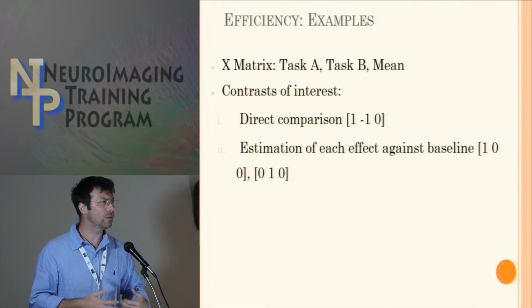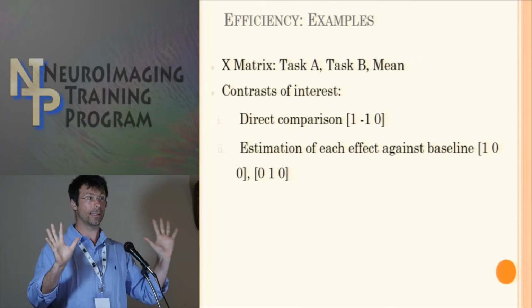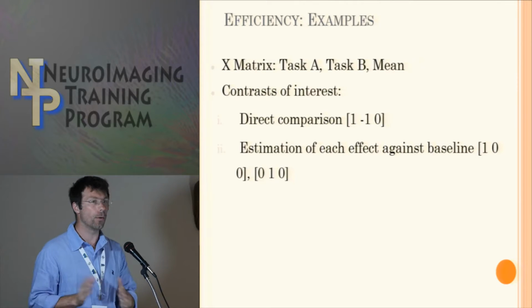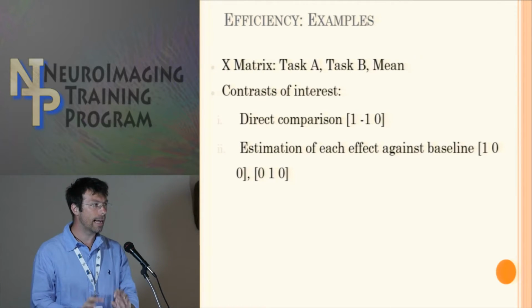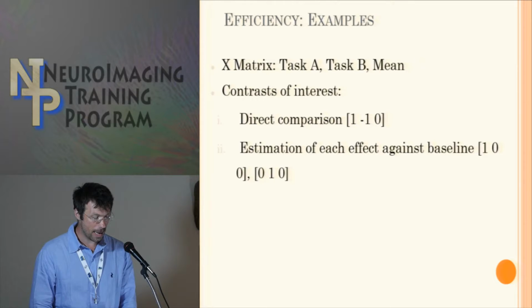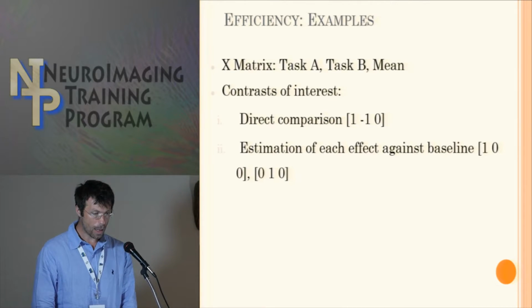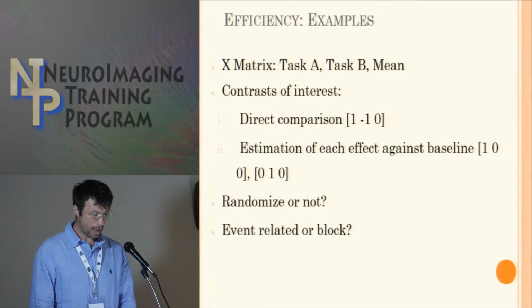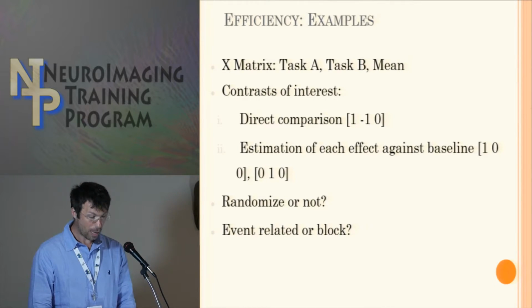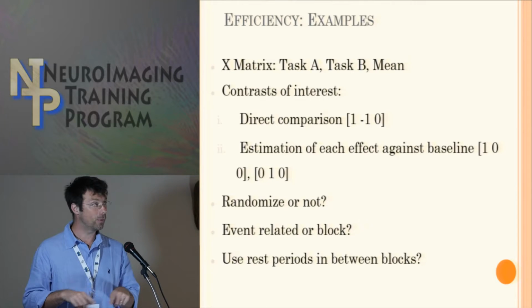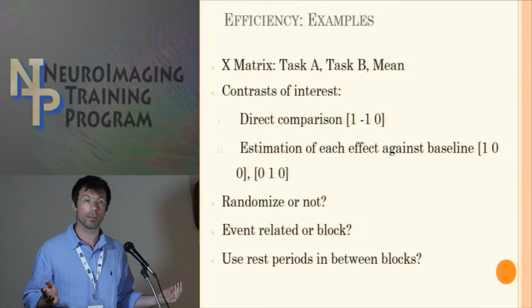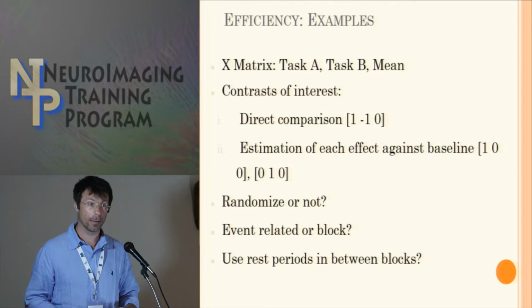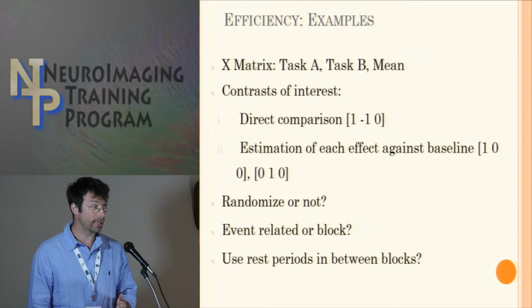Let me give you some examples, sort of how this translates into practice. Let's say our X matrix is, again, task A, task B, the mean, something of that sort. Now, what are my contrasts of interest? So the C matrix, well, direct comparison, so A minus B. And then I really also want to see each task versus its baseline, just to get a view of overall what does it take to see faces and houses. So 1, 0, 0, 0, 1, 0. Right? These together make my contrast matrix.